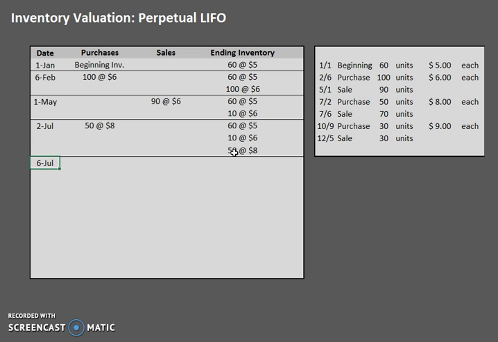So the last ones we purchased are the first ones considered sold. So we sold 70 units. So how many of this last layer are we going to grab? Well, there's 50 units sitting here in this layer. So let's go ahead and put those in.